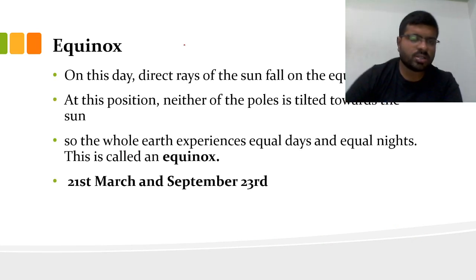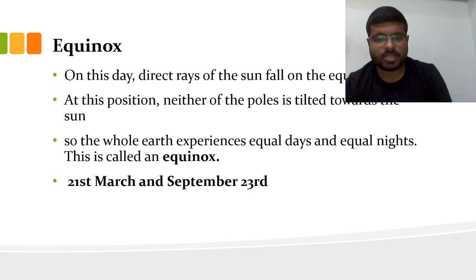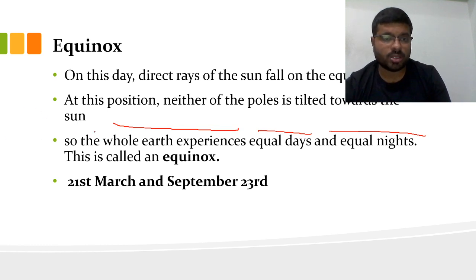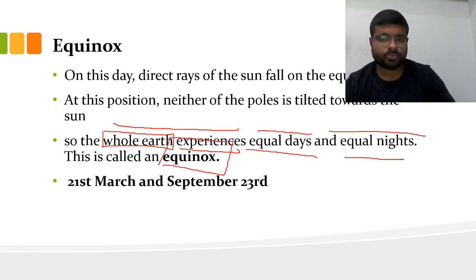So what is equinox? Equinox is on this day, when direct rays of the sun always fall on the equator. Because direct rays of the sun fall on the equator, the whole earth experiences equal length of day and equal length of night. The whole earth, mind you, it is not just one part, the whole earth. The entire earth's areas experience equal days and equal nights. That is why it is called an equinox.